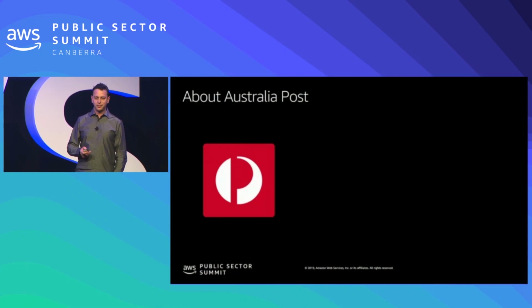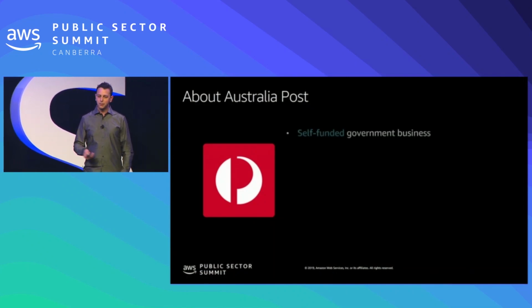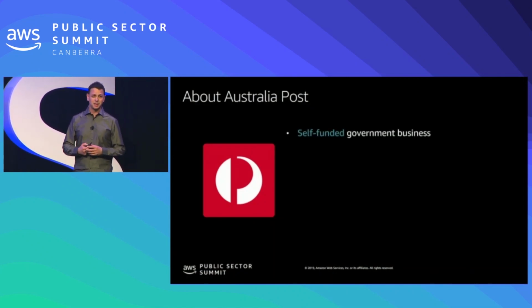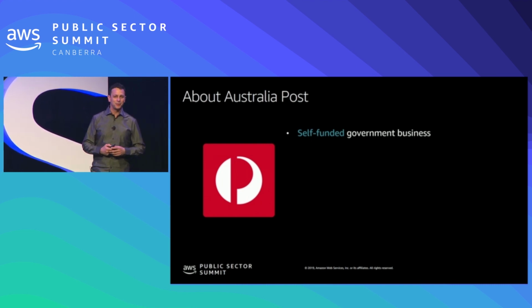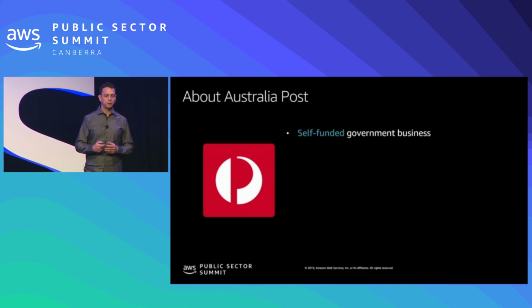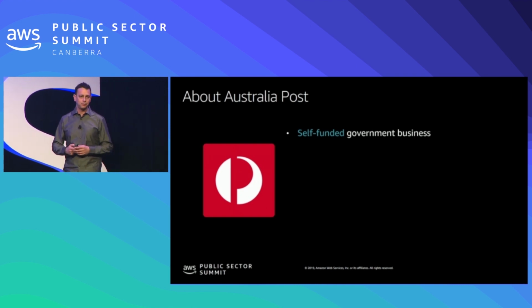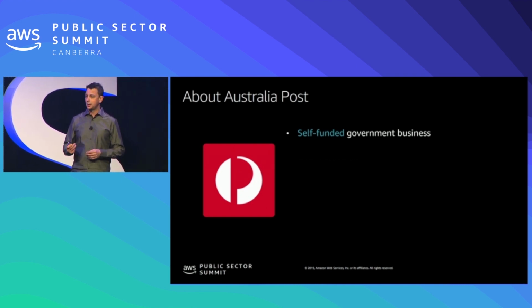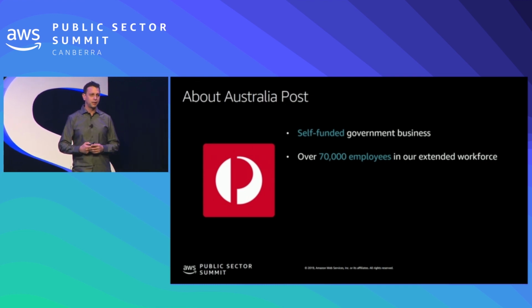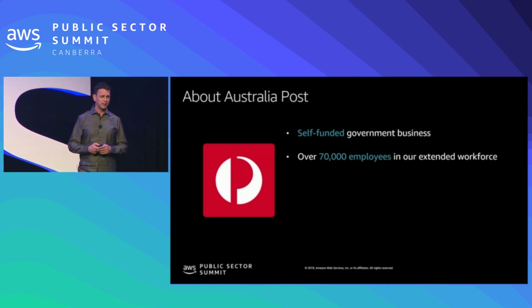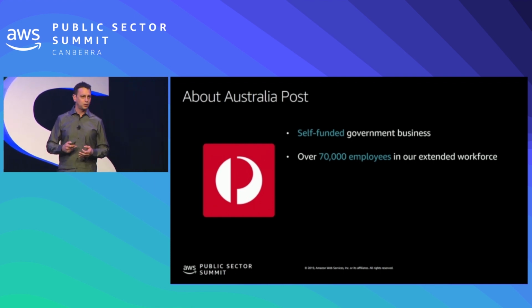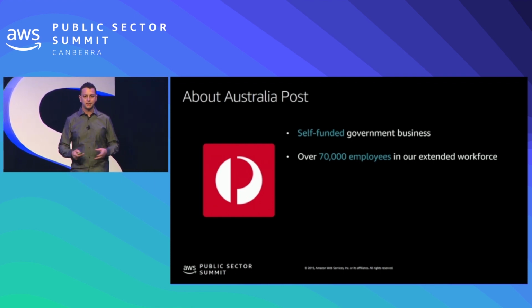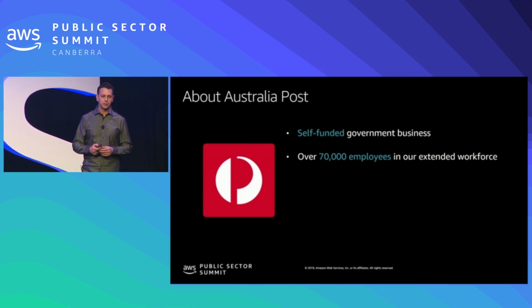A couple of fun facts about Australia Post. We're a self-funded government business. Contrary to belief, your taxes don't pay our wages, so we actually have to provide a profit back to the government every year. We have one of the largest employers in Australia, so over 70,000 employees in Australia. We have retail, parcels, and obviously our IT and support network around that as well.